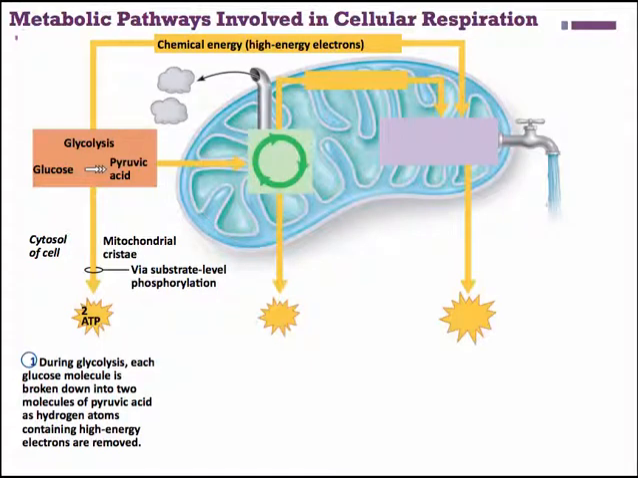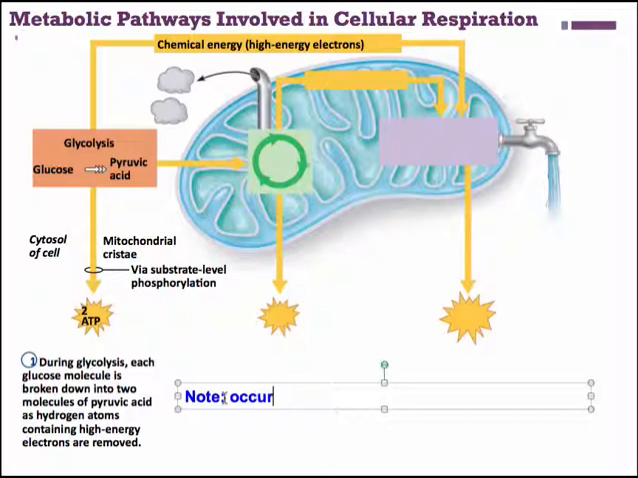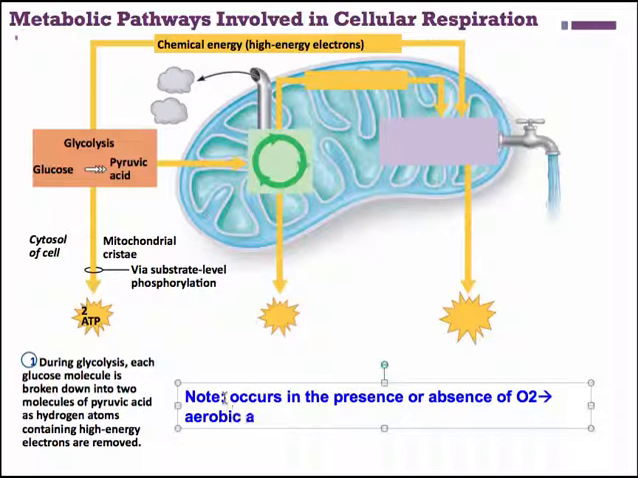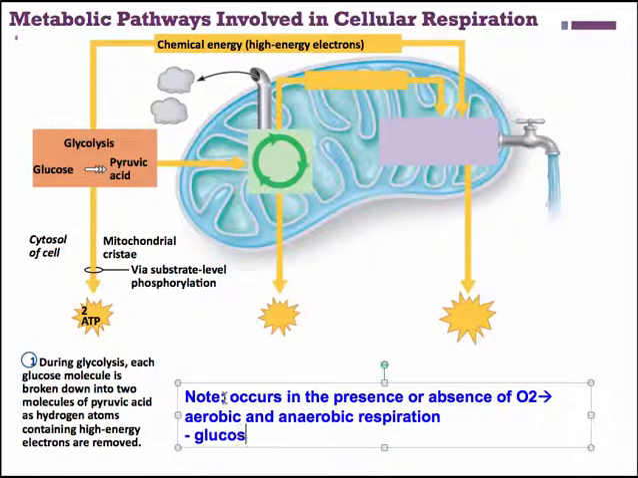Phase 1 is glycolysis, and glycolysis occurs in the presence or absence of oxygen. Because of that, this is for both aerobic and anaerobic respiration. During this phase, you're going to take glucose, and this is going to get broken down into pyruvic acid, and form 2 molecules of ATP.